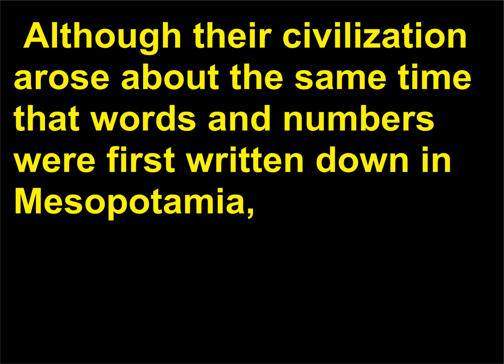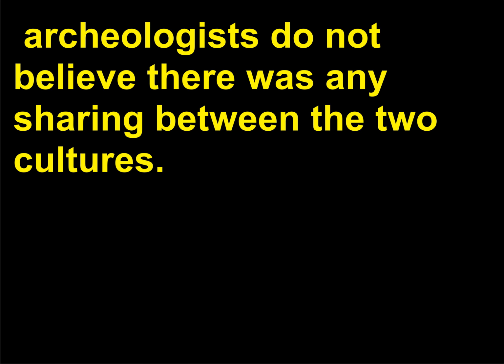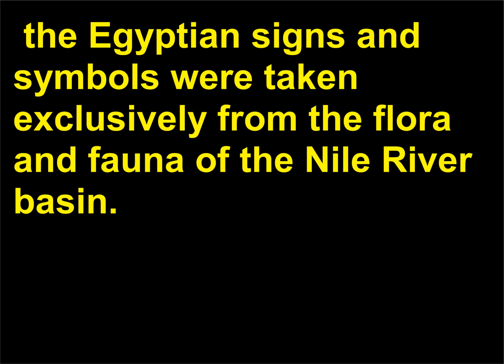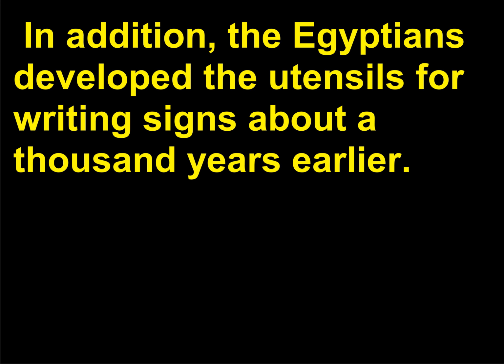Although their civilization arose about the same time that words and numbers were first written down in Mesopotamia, archaeologists do not believe there was any sharing between the two cultures. The Egyptians already had writing and written numerals, plus the Egyptian signs and symbols were taken exclusively from the flora and fauna of the Nile River basin. In addition, the Egyptians developed the utensils for writing signs about 1,000 years earlier.